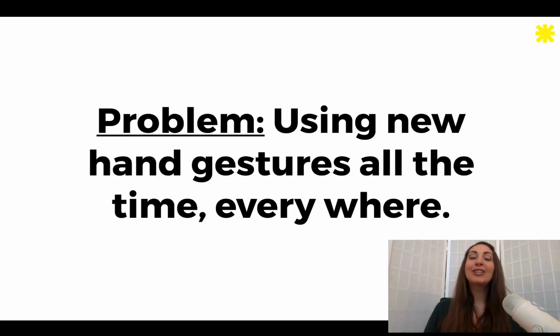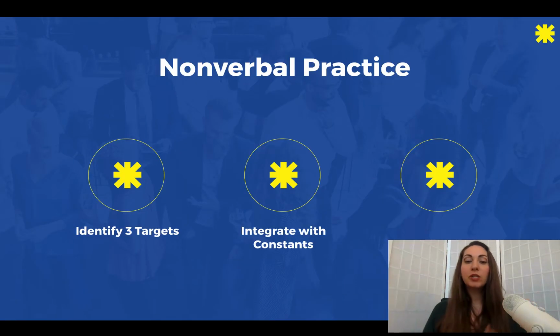The next problem we're trying to solve for here with nonverbal practice is using new hand gestures all the time everywhere. Sometimes it's just too hard to constantly be on the alert for hand gestures. So what I actually want us to do is to integrate with your constants. What I mean by this is instead of trying to say, I'm going to use hand gestures in every conversation and every board meeting, on every phone call, that's a lot to take in.